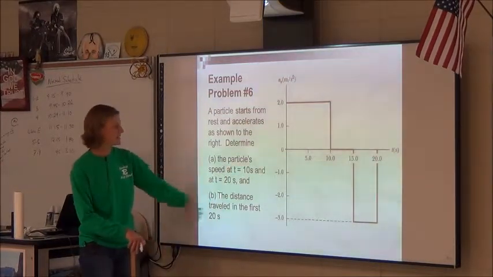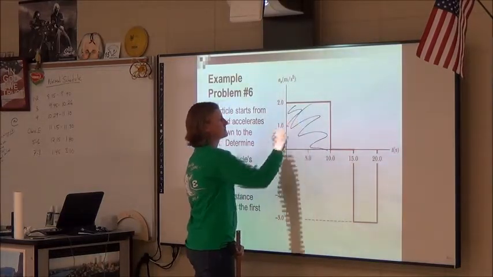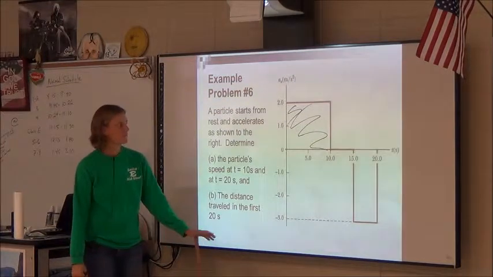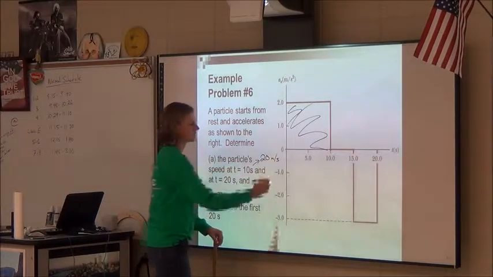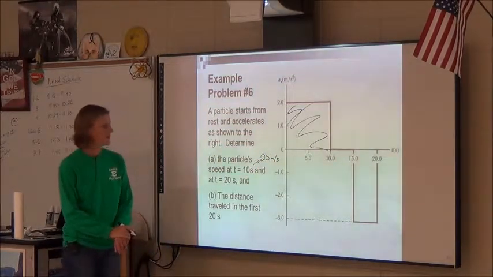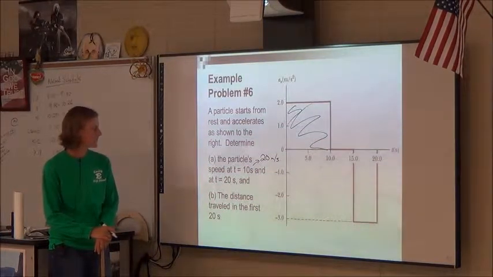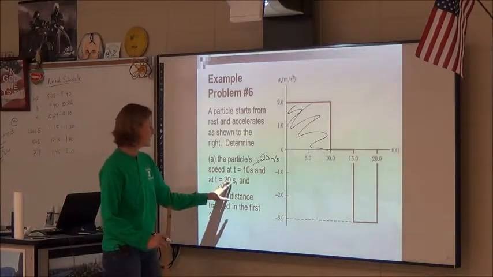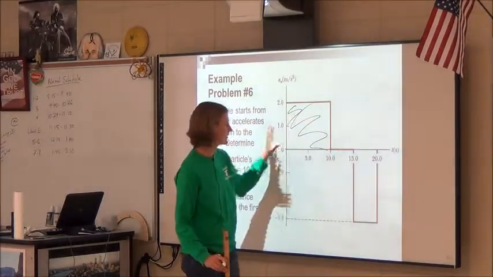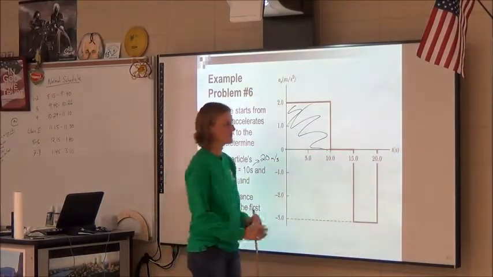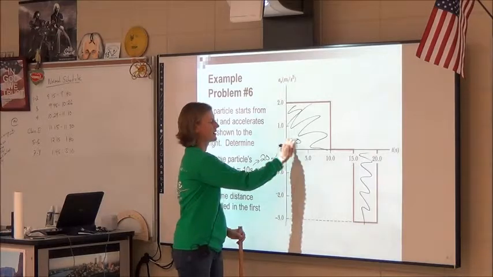So the particle speed at 10 seconds, all right, well here's 10 seconds. I need all this area. So, yeah, 20. Now at 20 seconds. Now when it says at 20 seconds, everything that happened up until 20 seconds affects its speed at 20 seconds. So you have to consider all of the graph over to 20 seconds. So we said that this was 20.